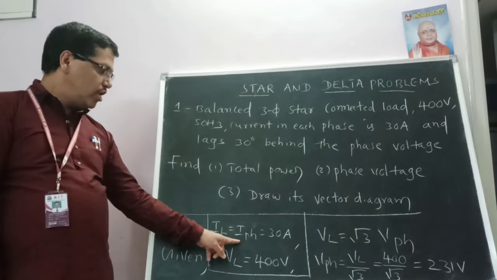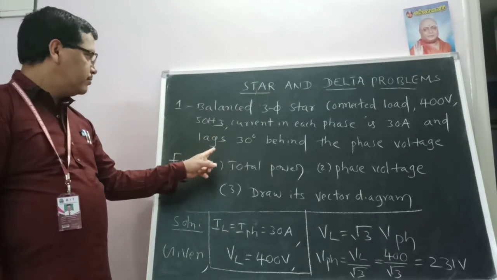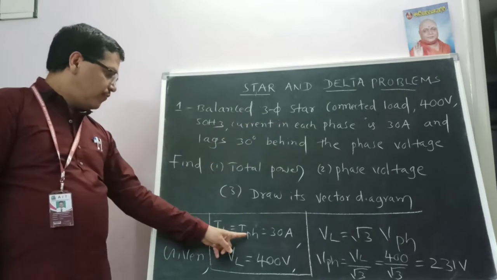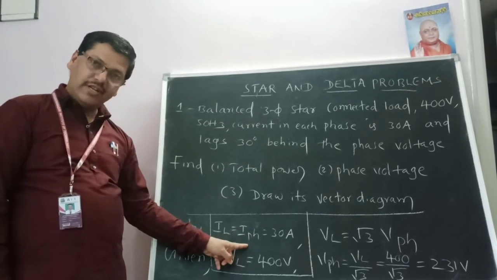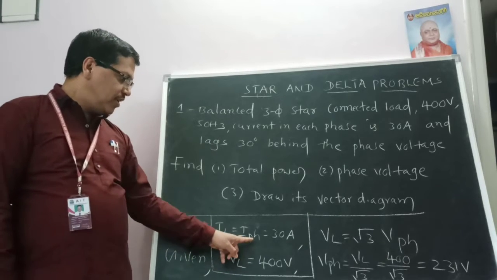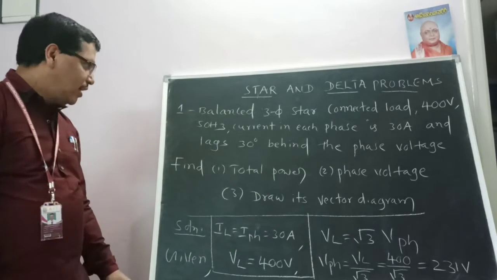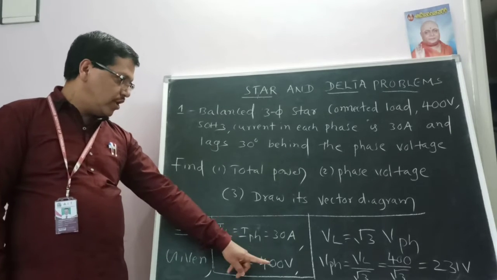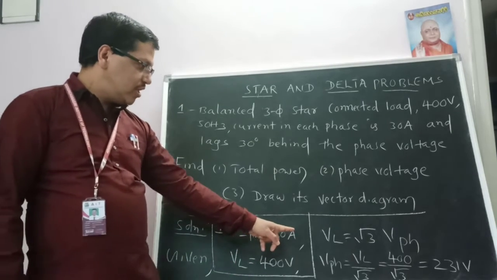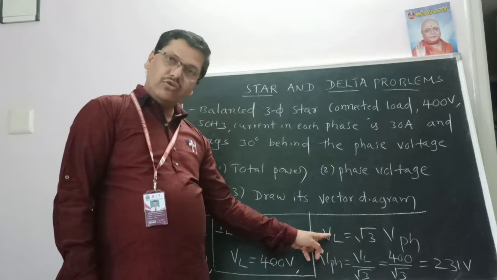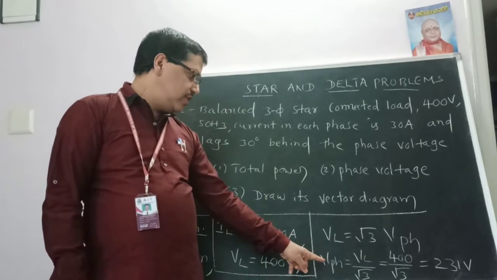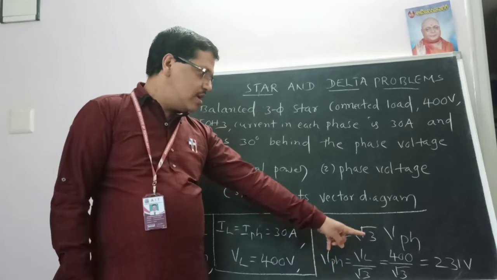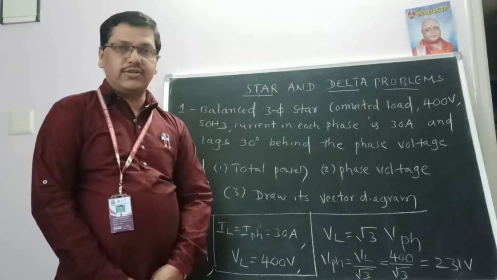IL is equal to I phase. As per the problem, 30 amps is given as the phase current, so phase current and line current are both the same: 30 amps. Also given is 400 volts, that is VL. VL is equal to 400 volts. As per the star equation, VL is equal to root 3 into V phase, or V phase is equal to VL by root 3. So 400 by root 3, the answer is 231 volts.